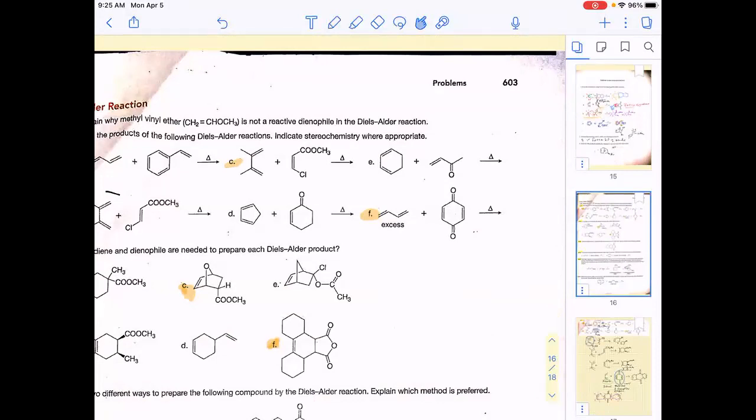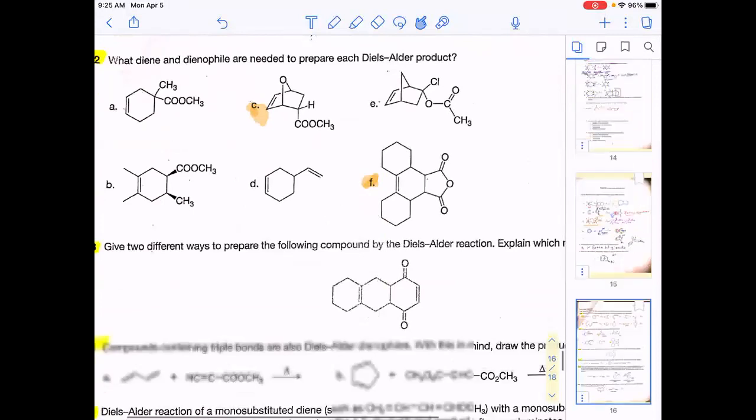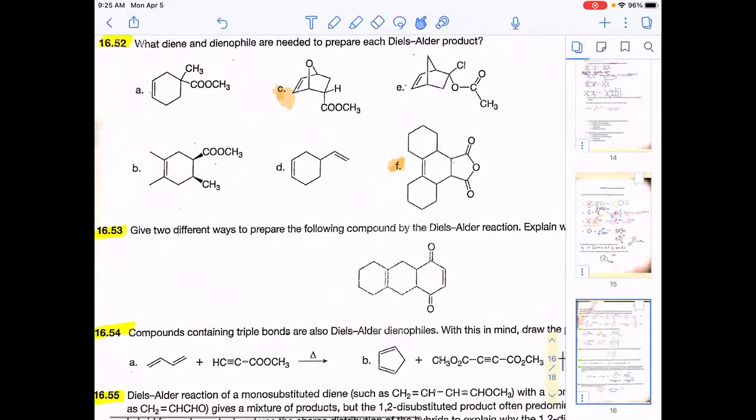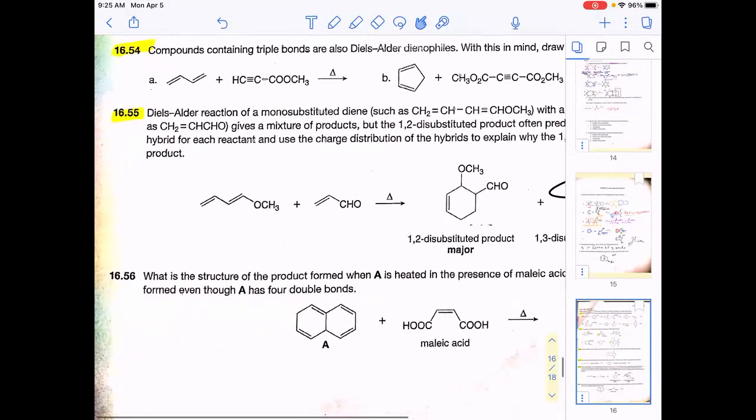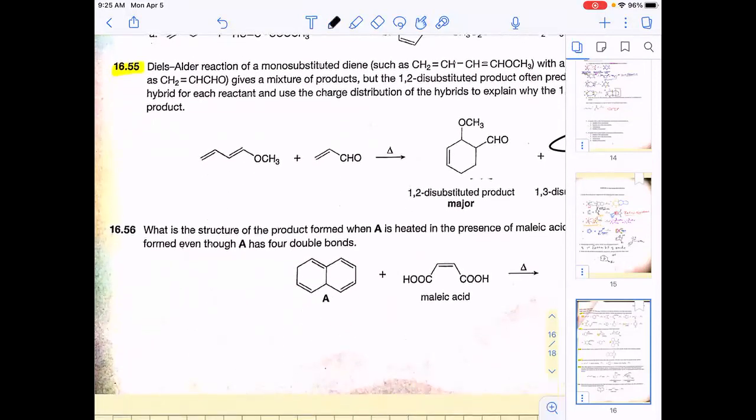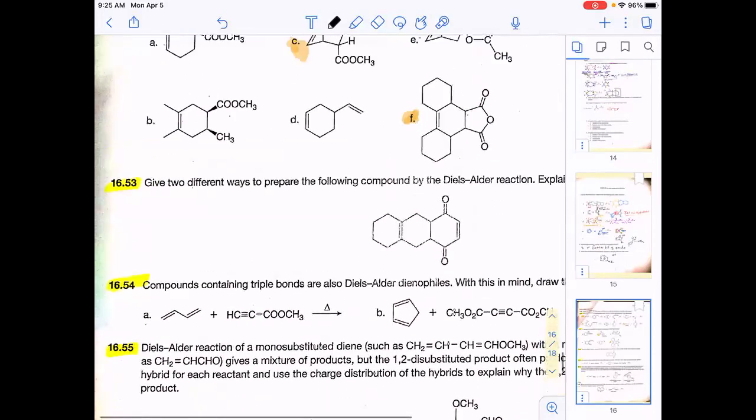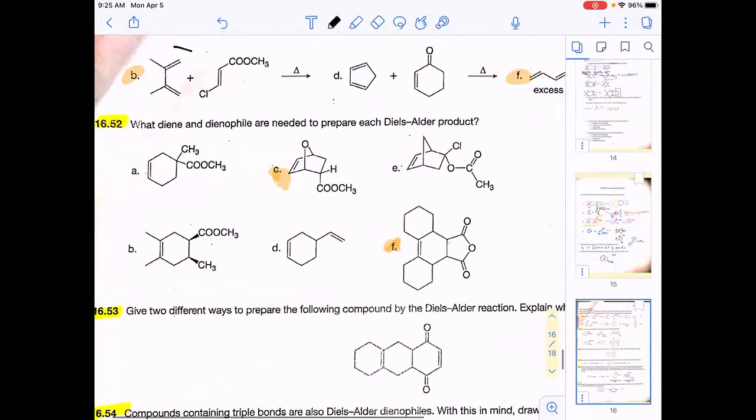Let me find one that is a little more challenging. There's one in here that I want to talk about. Oh yeah, we're going to do 1656, and we're going to go up here, and let's take C and F and go ahead and knock those out. This is all retrosynthesis. So I'm going to put that on a separate sheet.